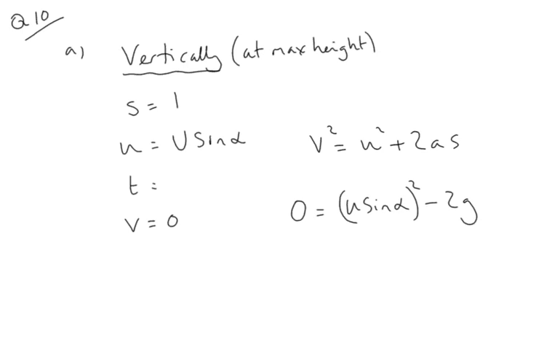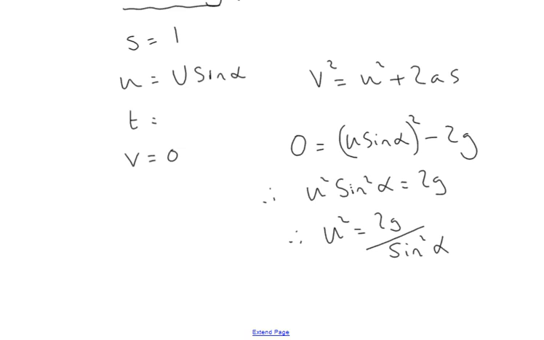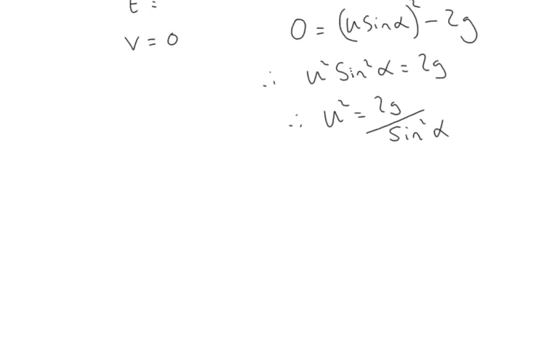And so therefore U squared sine squared alpha is 2G, therefore U squared is 2G over sine squared alpha, which is what they wanted us to show. Do not substitute a value in for G. They clearly wanted you to leave that in the answer as just G.